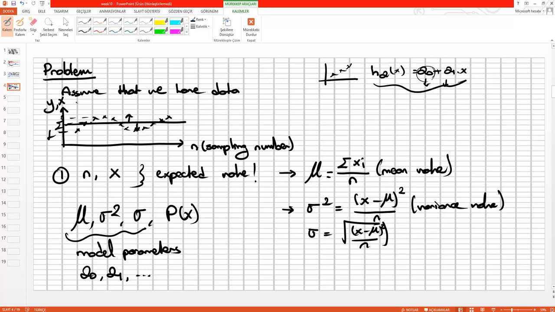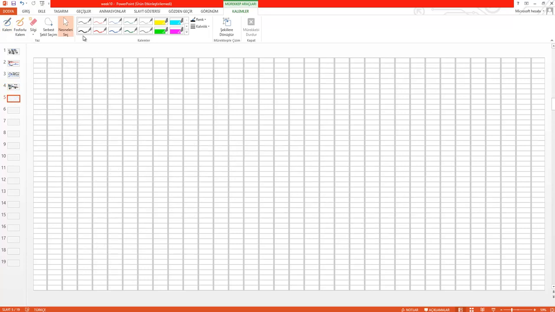And so, how can we define this rate? Firstly, we need to model this function, and so p of x must be evaluated for mu and variance. What's the meaning of this? It is the probability of x for given mu and sigma values, or mean and variance values. This is the model parameter.